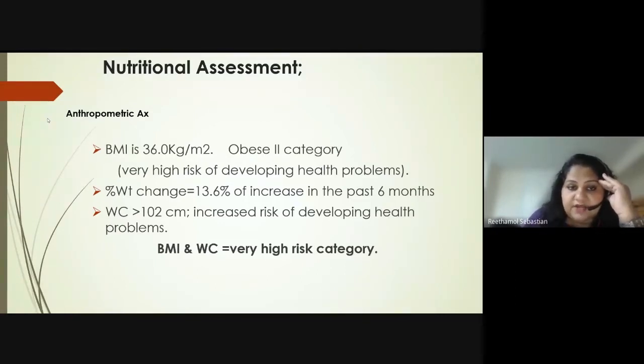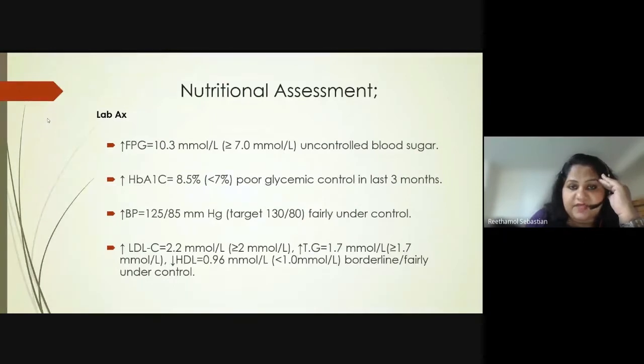Waist circumference is 102, an increased risk of developing health problems. So in these anthropometric measurements, BMI and waist circumference are in the high risk category. Going to the lab assessment, as I mentioned, the fasting and postprandial blood sugar and A1C are both high, showing poor glycemic control. He is hypertensive, and cholesterol is high.